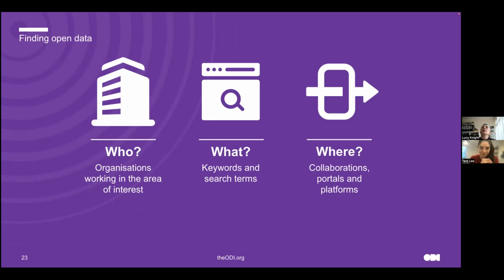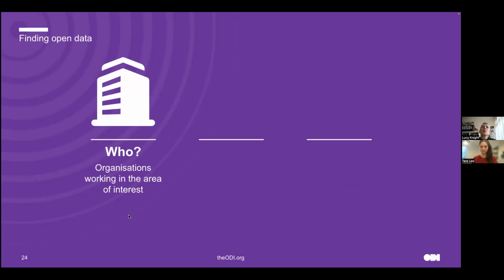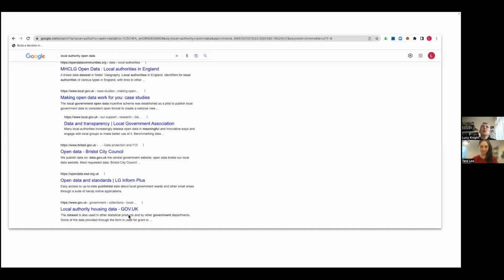All right, so let's tackle the who first. In this instance, who is interested in working in this space? Well, we've already got local authorities. So what do councils publish? What do local authorities publish? We've got a bunch of different things. I just did a very quick Google search, as you can see, and it comes up with MHCLG, which has now been renamed as a government department, which has data about local authorities because that's their remit.